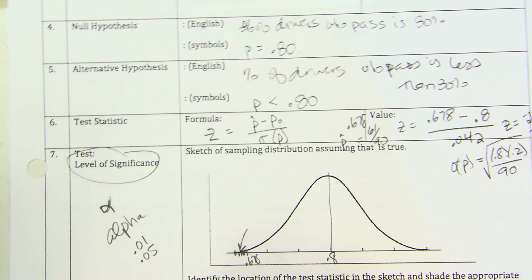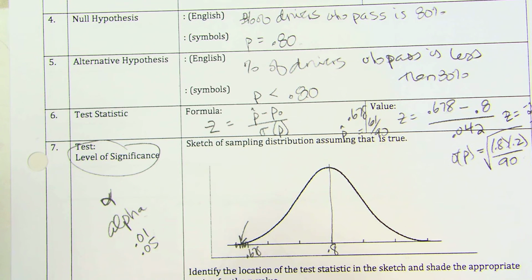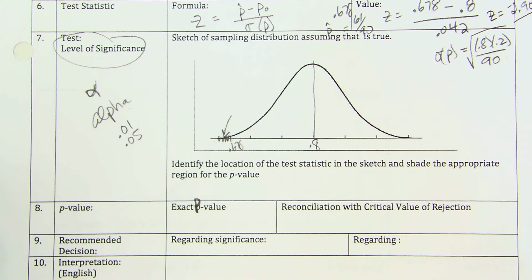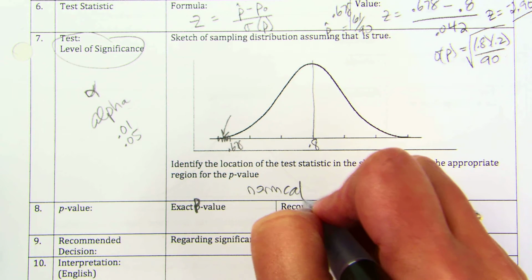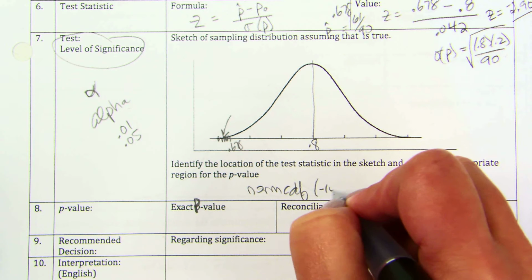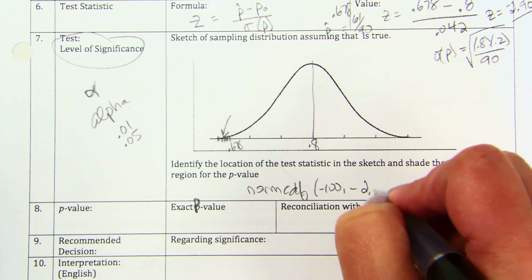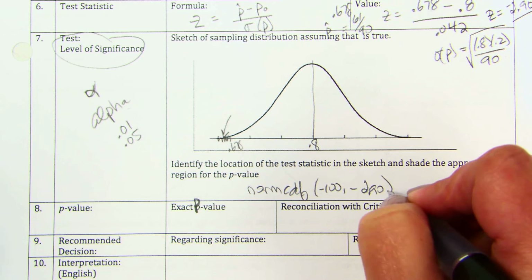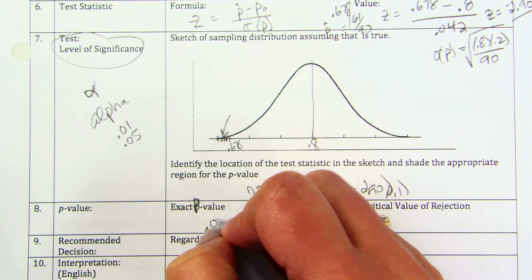Our exact p-value, which should actually be a capital P, we get when we calculate normal CDF. You should be doing this in your calculator: negative 100 to negative 2.90 with 0 and 1. You end up getting 0.002, which makes sense.